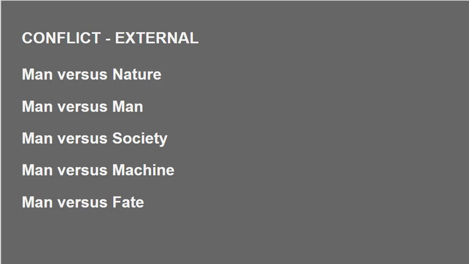Man versus man. This might be the example of a book like The Lord of the Flies, where you have children that are against one another. That is also man against nature. It even has elements of man versus society. Some books have more than one type of conflict. It depends on what the writer is really choosing to focus on.